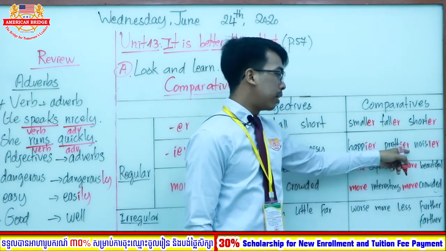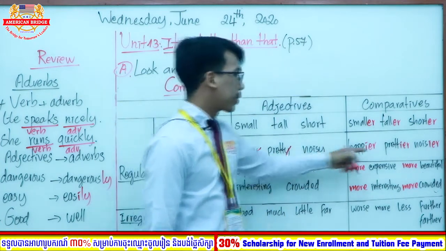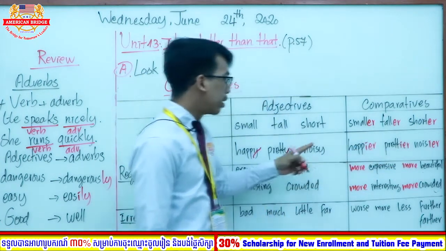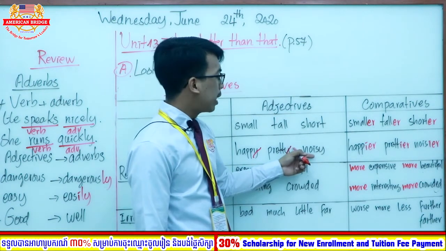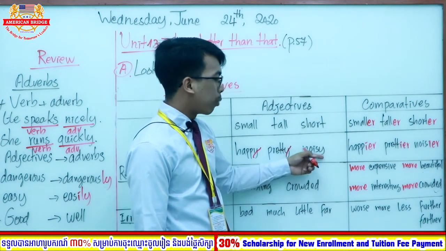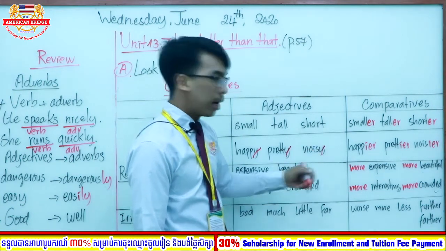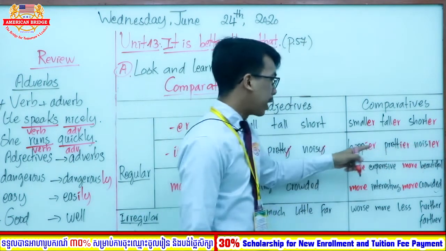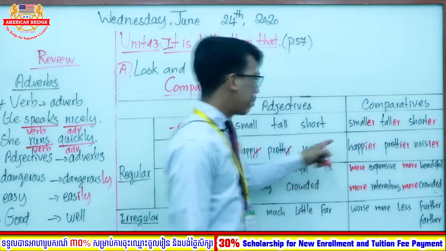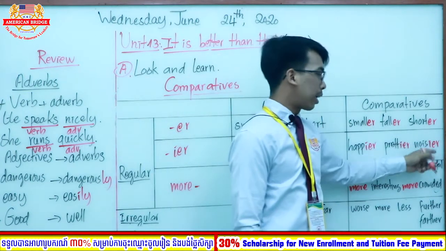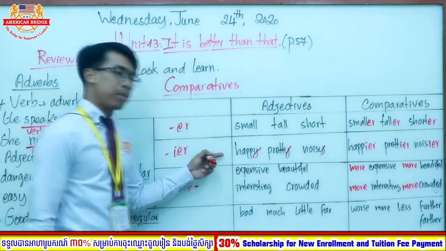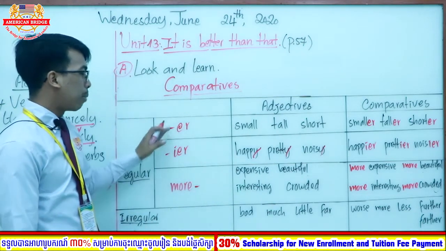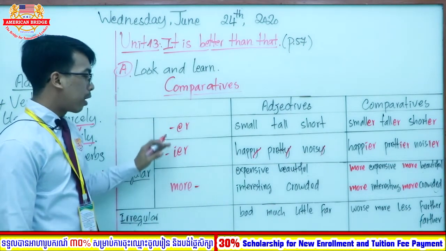Okay, prettier. Pretty, prettier. All right. So now let's move on to the last one, the word noisy. Noisy is an adjective that ends in y. So we change y to i and then we add er, and it becomes noisier. Okay, noisier. All right. So everyone, teacher believes that you can catch up well about the two forms here, er and ier.